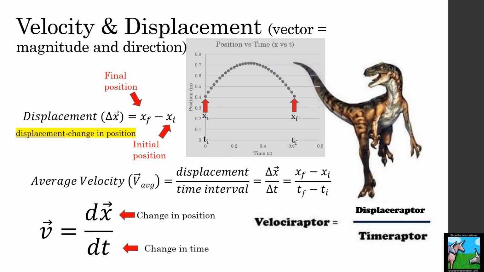All right, moving on to velocity and displacement. So both velocity and displacement are vector quantities. So vector quantities, as I mentioned before, means that we are concerned with both magnitude and direction.